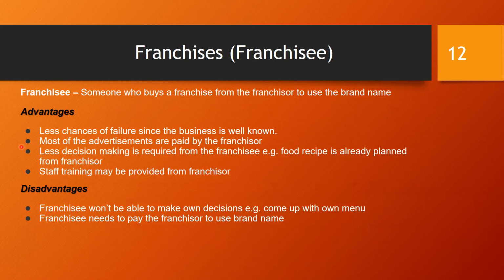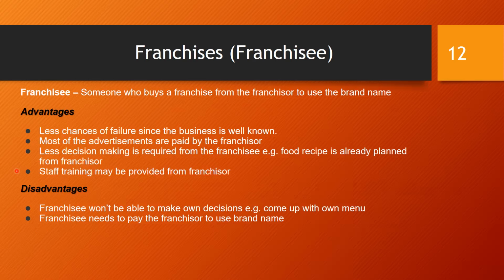Thirdly, less decision-making is required from the franchisee. Why? Because the food recipes are already planned for by the franchisor. So you simply go on to buy the recipes, or they can provide you with the recipes, and you simply produce accordingly. So you don't need to keep on improving or changing some recipes, as they will not be in line with the other franchise business. So less decision-making is going to be required from you as the franchisee. And also, the franchisor is available to train all your employees if you decide to buy their name. So that is also a benefit.